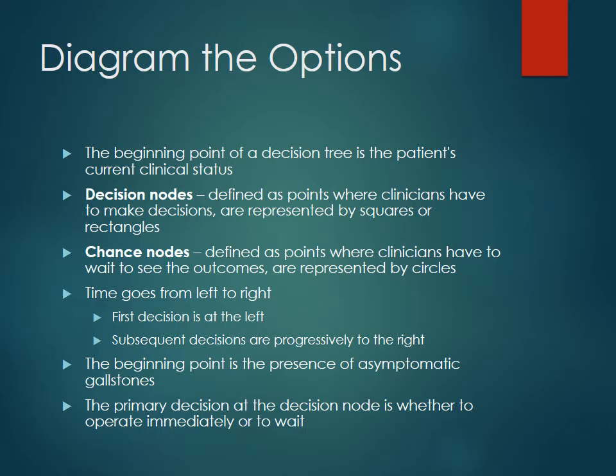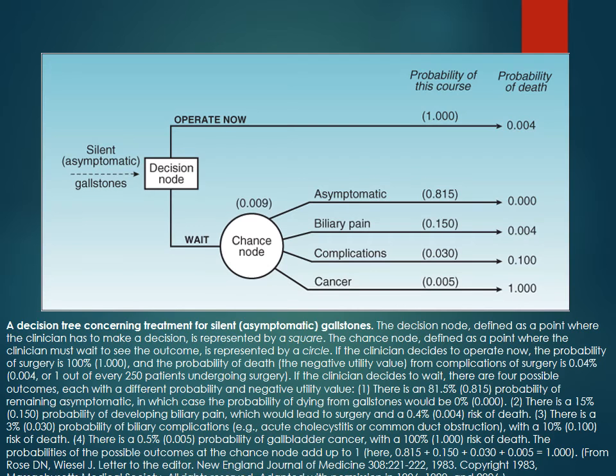The primary decision node is whether to operate immediately or to wait. All right, so how do we decide whether or not we're going to do surgery or wait? So again, we have someone who's coming in, they're still asymptomatic, we know they have these gallstones, and now we have our decision node, right? So we're going to say, should we go ahead and operate now, or should we go ahead and wait? Okay, so then at that point, we have this chance node.